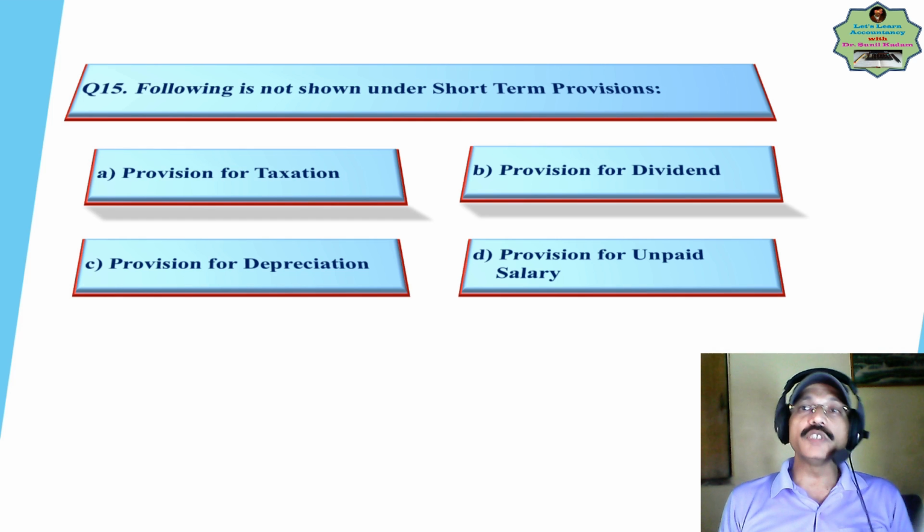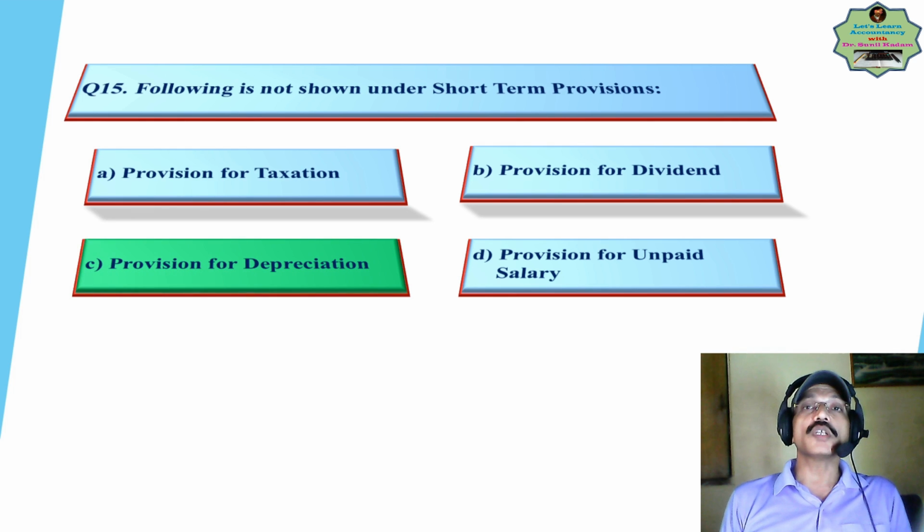provisions. Provision for dividend is also paid in the short term, so it is a short-term provision. Provision for unpaid salary is also a provision, but the provision for depreciation is not an example of a short-term provision. It is a provision, but it will be deducted from the fixed asset. Therefore the correct answer, which is not short-term provision, is depreciation.